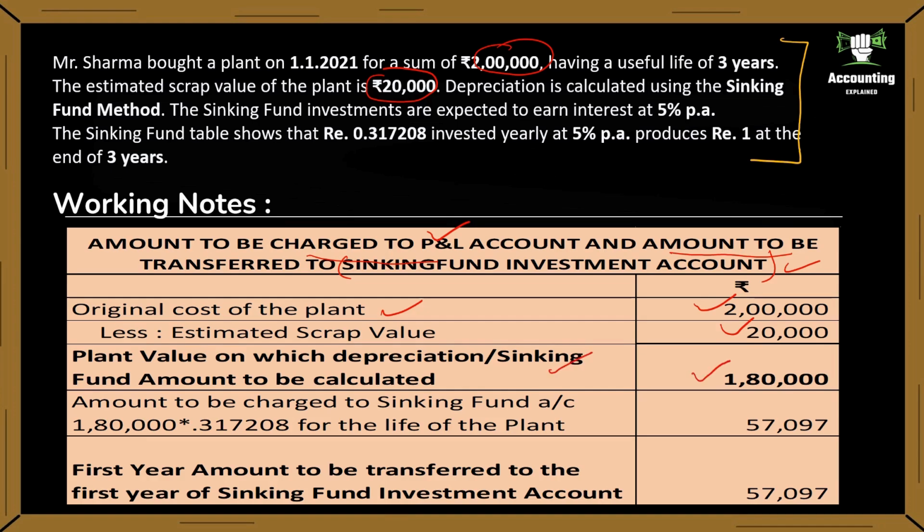1,80,000. The amount to be charged to sinking fund account is 1,80,000 into the sinking fund factor they have given. See, 0.317208, that has to be multiplied. That is the amount of depreciation to be charged for the life of the asset. 57,097 is the amount we get when we multiply 1,80,000 with 0.317208. So this is the first year amount to be transferred to the sinking fund investment account. This will be the yearly amount to be transferred to the P&L account, but the interest may vary because every year we are going to accumulate our investment with the amount of depreciation that is to be added.